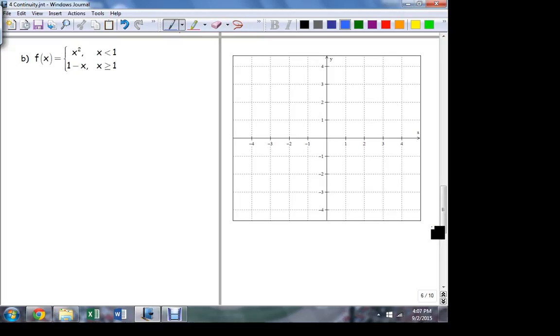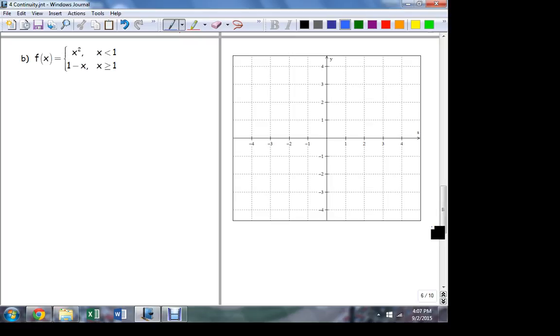Okay, what about this one? And I don't think it's going to be hard to figure out what's happening here. It's one of our branch functions. The question is, is this function continuous? If it's not continuous, where would that have to happen? It's got to be at 1.